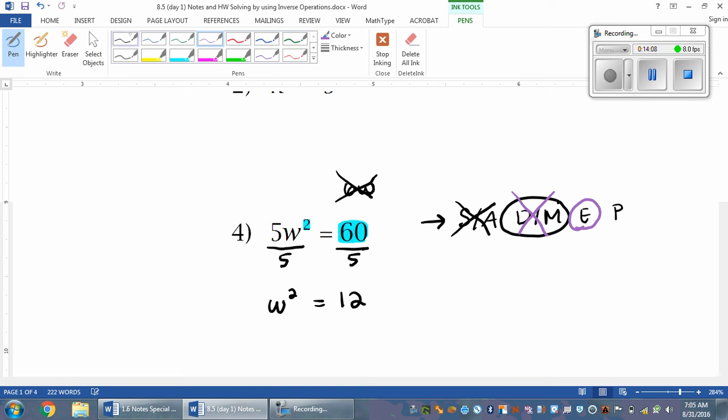Now I'm going to move to everything with the exponent. So how do I get rid of the exponent? I'm going to square root both sides. The square root and the square cancel, so I'm left with w. And if you put the square root of 12 in your calculator, you're going to get 3.46 if you round to the nearest hundredth. But remember, you have two solutions. It's the positive and negative solution.